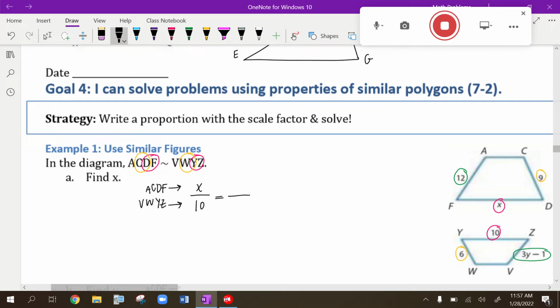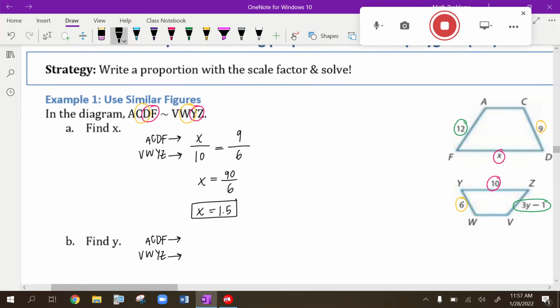Okay, now I want to find a side that's corresponding that can give me the scale factor. Notice both yellow sides that are circled have numbers already there. That can give me the scale factor. I can tell the scale factor is 9/6. Now with this proportion, I should be able to solve it. I cross multiply and divide, so I take 10 times 9, which is 90, and divide by my remaining number, 6. 90 divided by 6 gives me X equals 1.5.